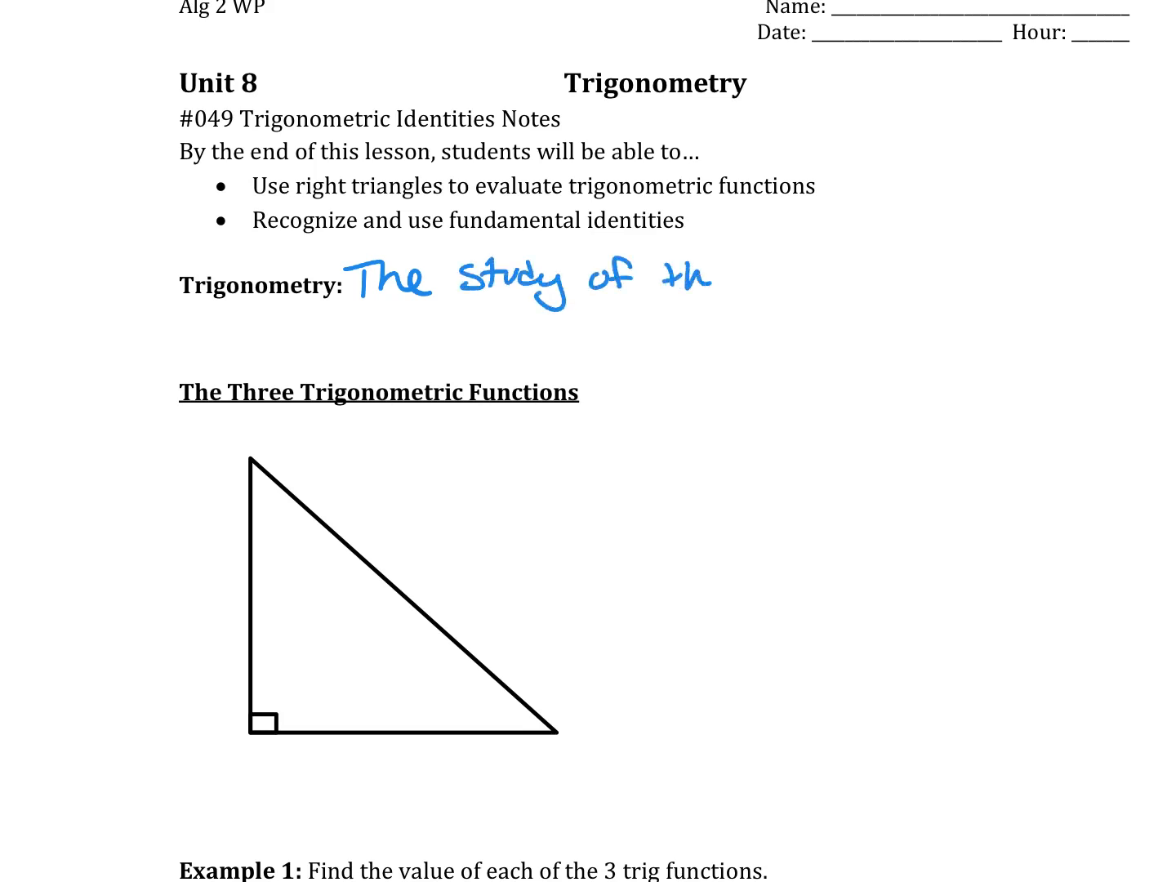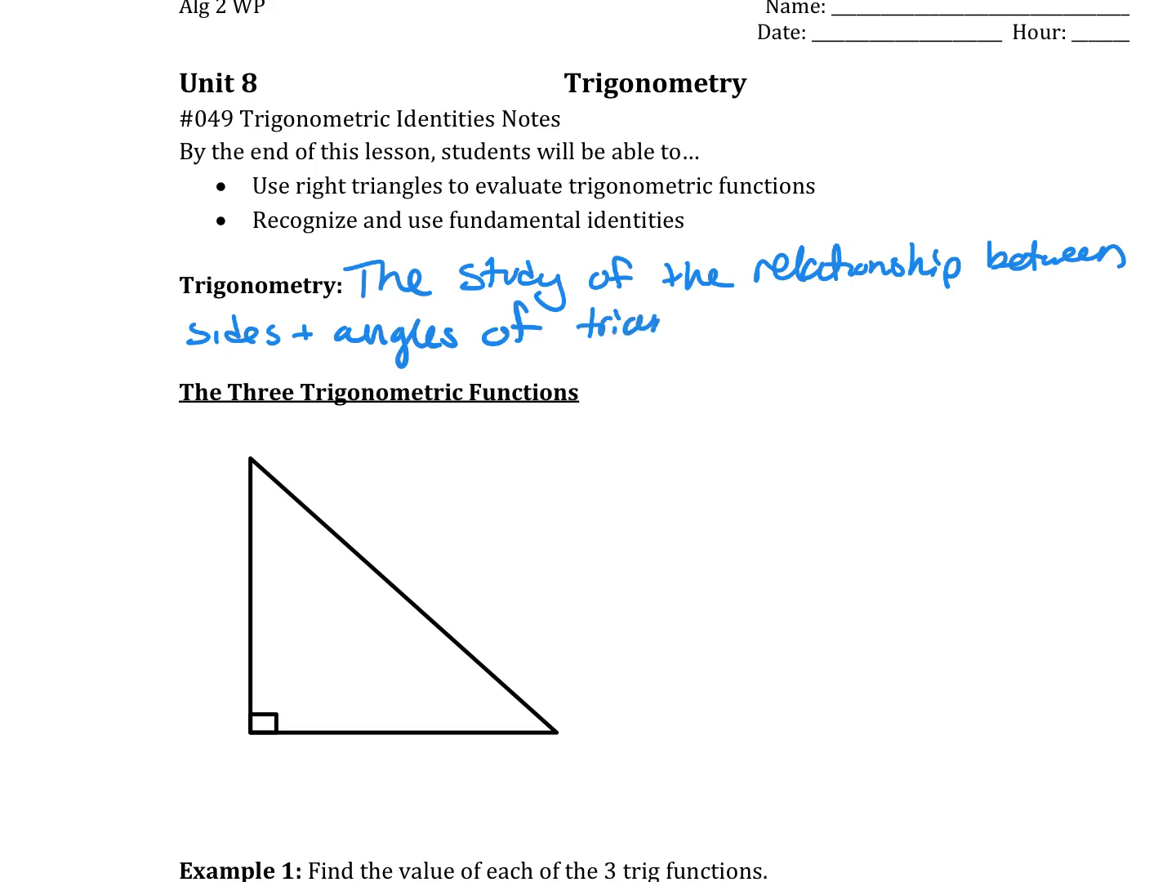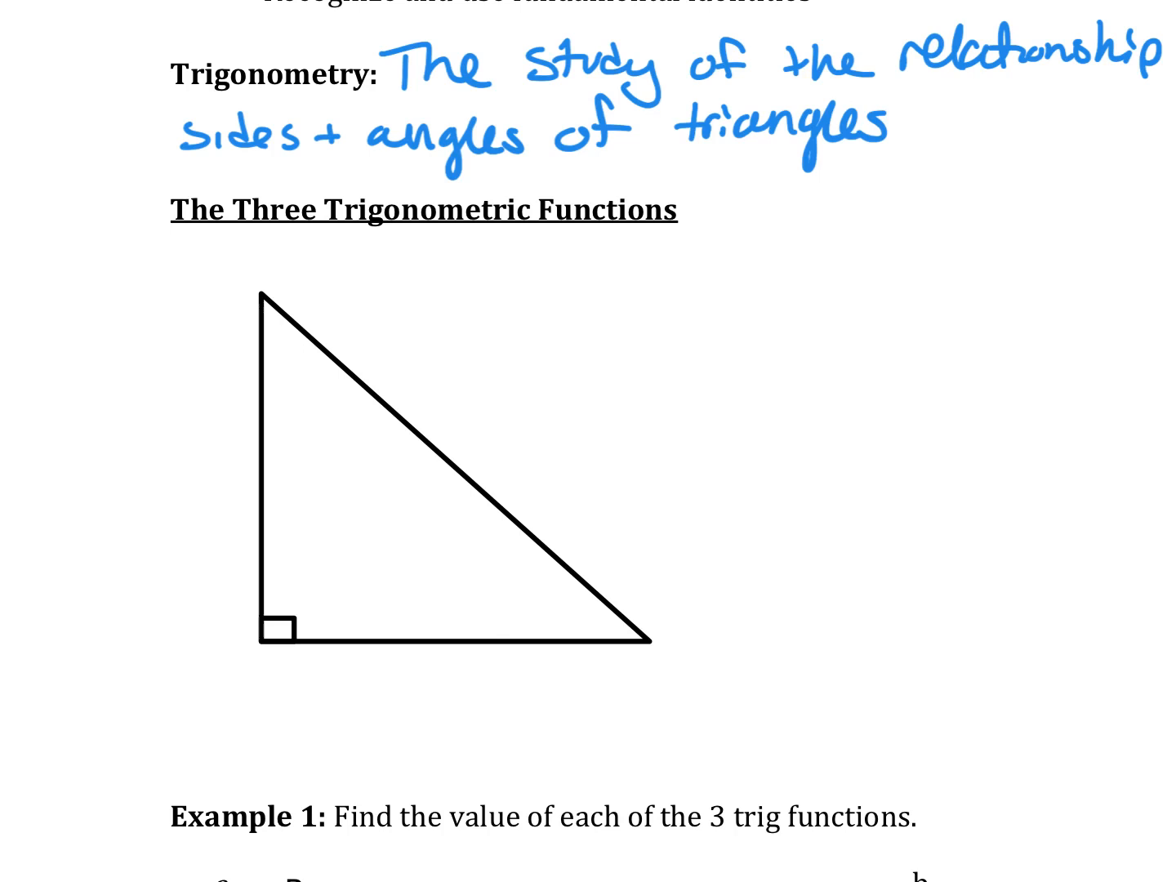Study of the relationship between sides and angles of triangles. So today we are focused on right triangles, so a triangle that has a right angle there. And with these trig functions, it is their ratios based on the sides of the triangle.